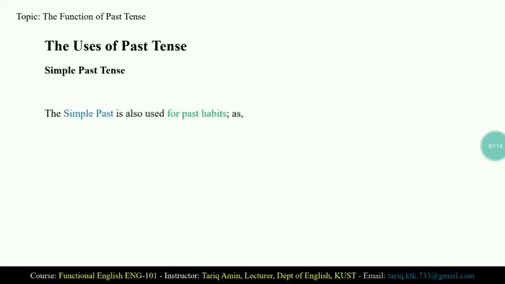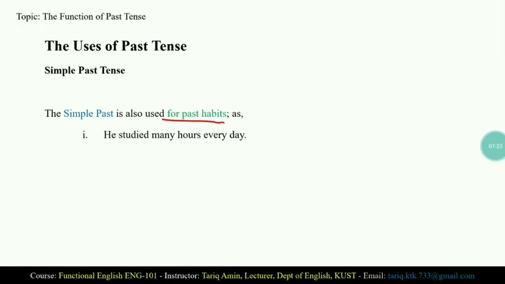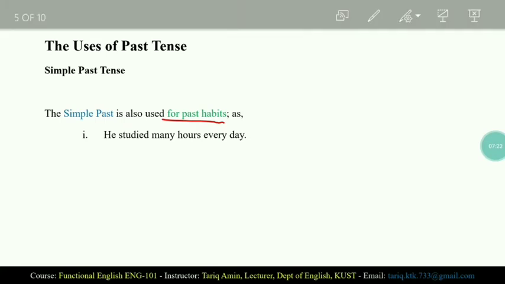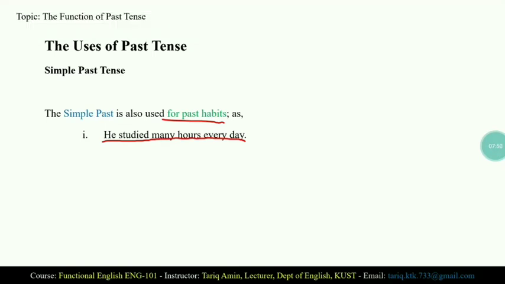Okay, simple past is also used for past habits. How? Let's discuss examples. He studied many hours every day. It is simple past tense and it is used to refer to a past habit, or we can say that it indicates the past habit of a particular person, that he studied many hours every day. It was his habit to study for many hours every day. So it indicates past habits.